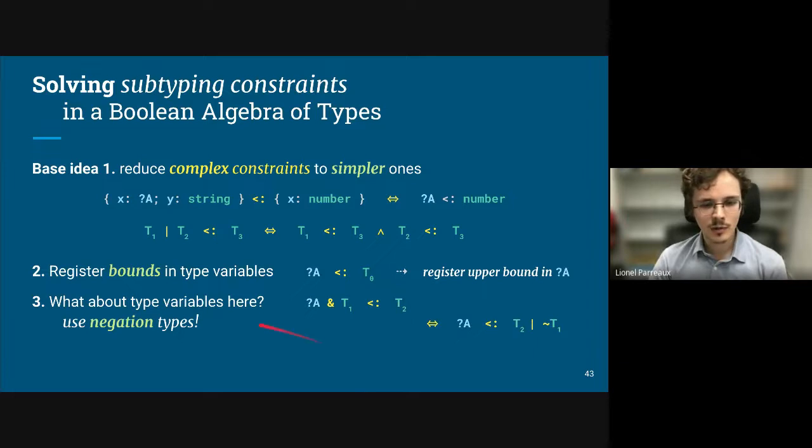So what we do is that we use negation types. Thanks to the properties of Boolean algebras, we can actually rewrite this constraint into an equivalent constraint where the intersected T1 type on the left becomes a union not T1 type on the right. And you can actually show that this subtyping is equivalent to that subtyping.